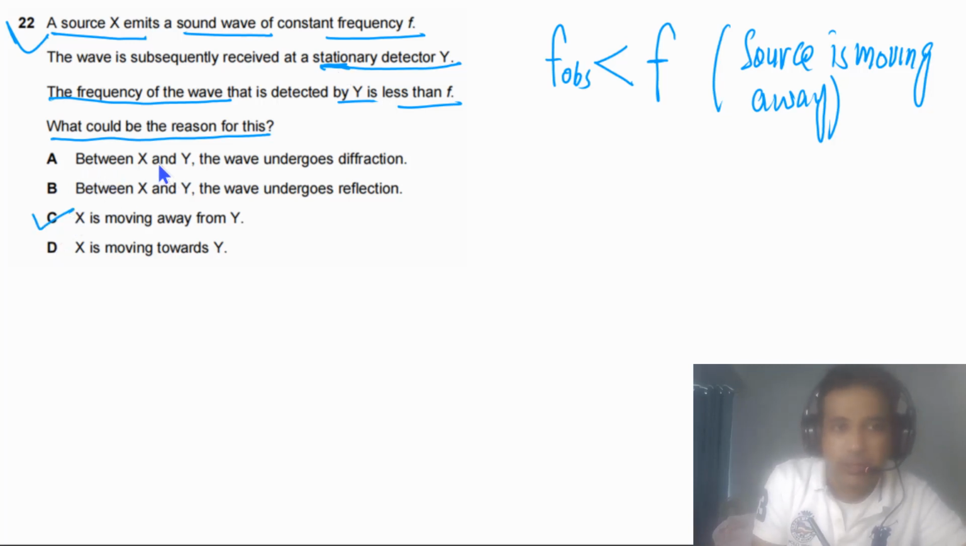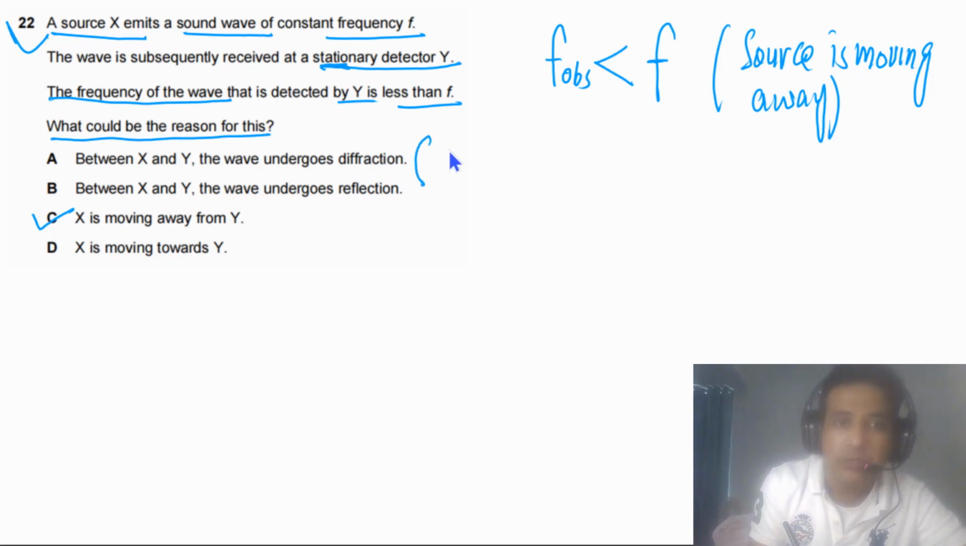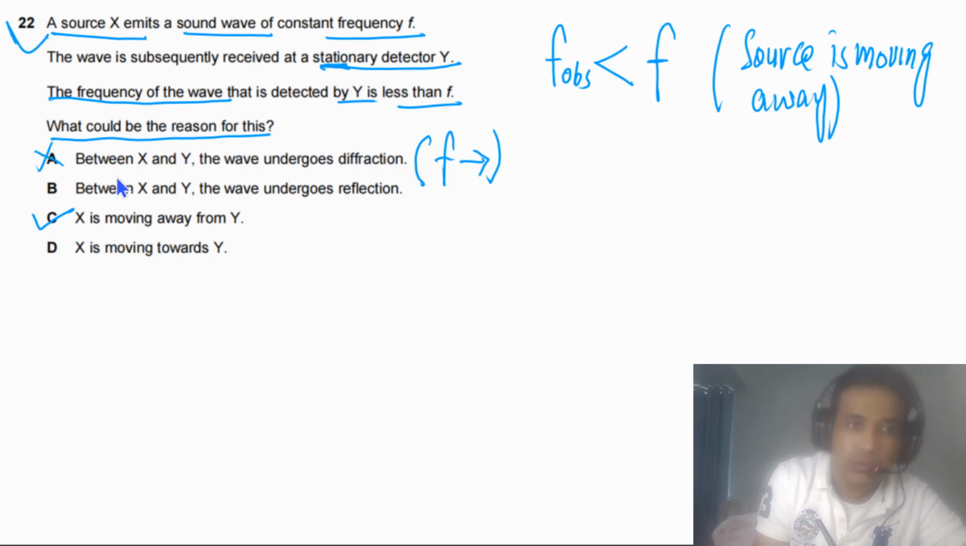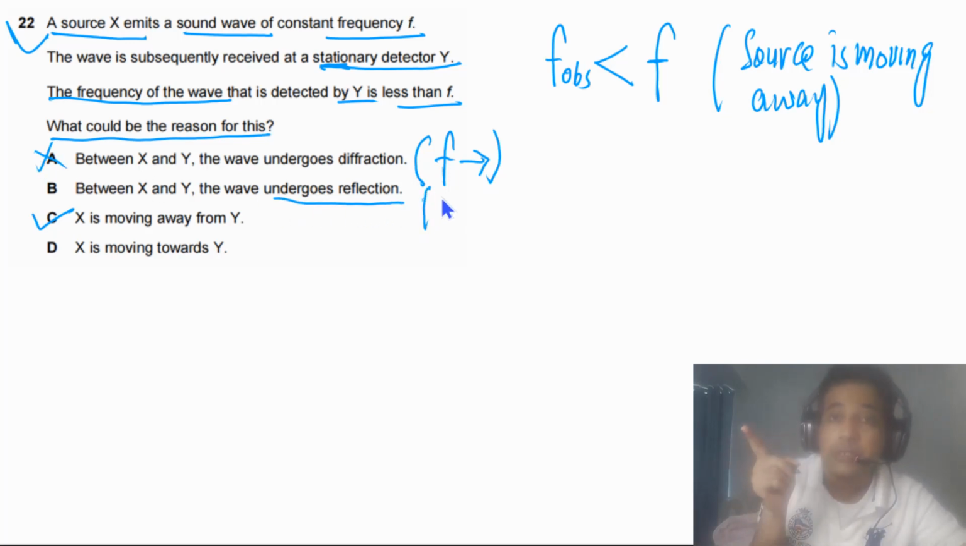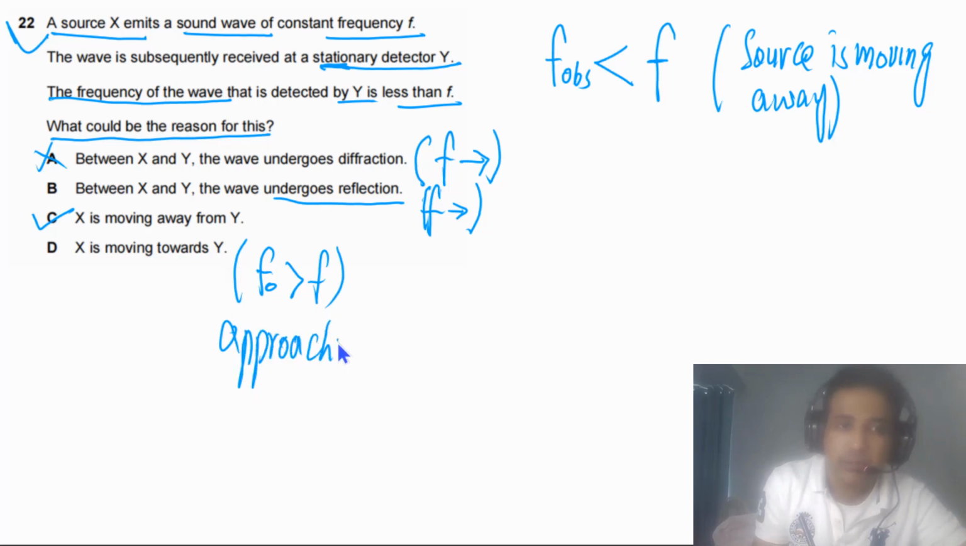If you look at option A, between X and Y, the wave undergoes diffraction. When waves diffract, frequency does not change. Frequency remains constant. So this is wrong. Wave undergoes reflection. When waves reflect, frequency also does not change. If X is moving towards, in this case, F observed will be greater than F. It means the source is approaching. So these points you need to understand. Maybe they can ask you questions about this next time.